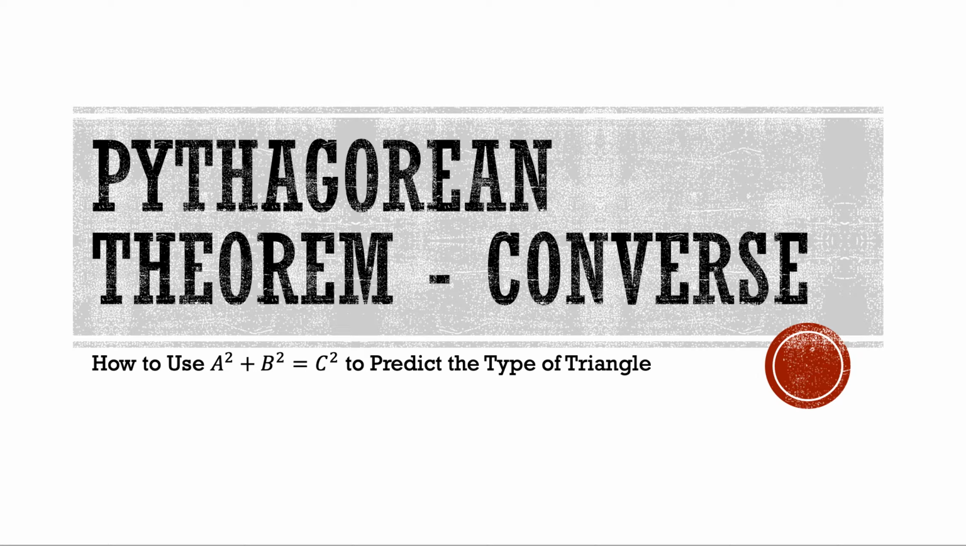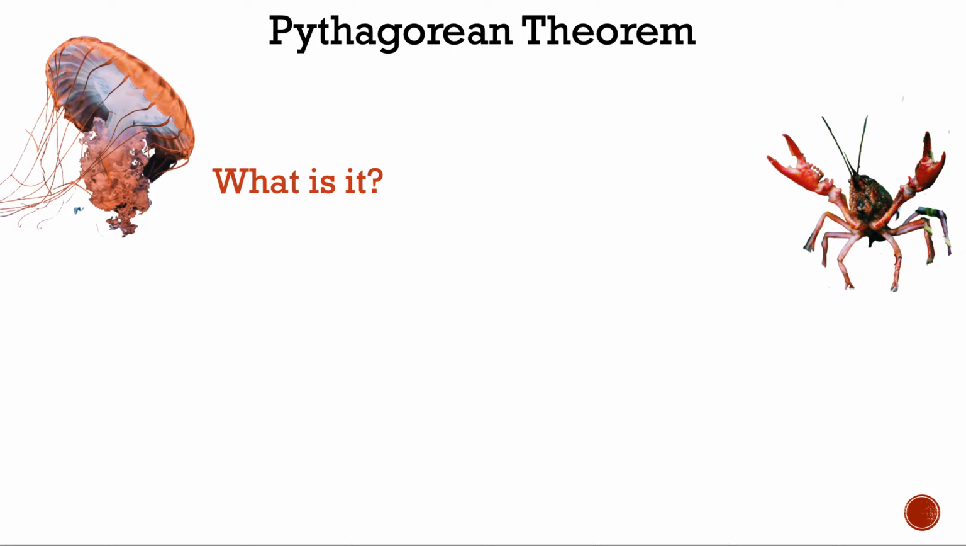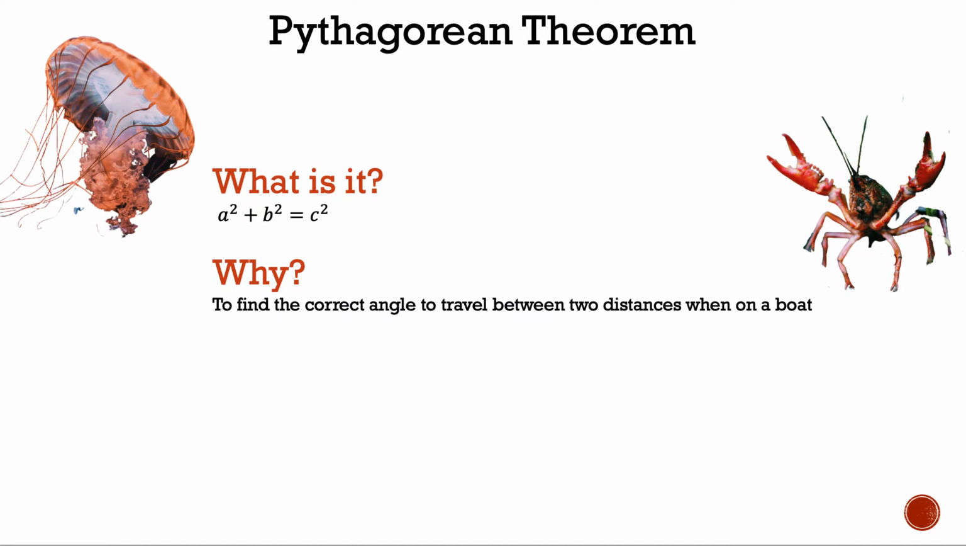Pythagorean Theorem, Converse. How to use a squared plus b squared is equal to c squared to predict the type of triangle. What is it? A squared plus b squared is equal to c squared, meaning the sum of the squares of the two legs is equal to the square of the hypotenuse. Why? To find the correct angle to travel between two distances when on a boat.